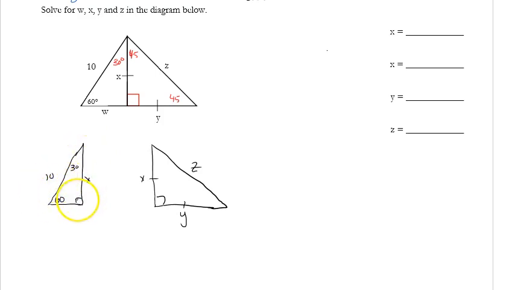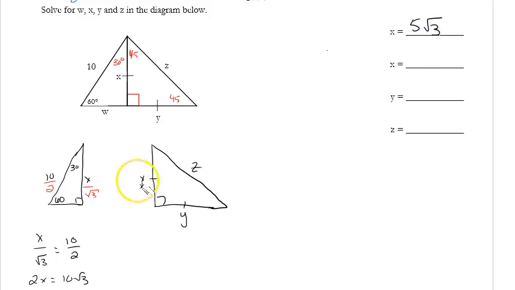So across from my 90 in a 30, 60, 90 corresponds to 2. Across from my 60 corresponds to square root of 3. There's my proportion. X over square root 3 equals 10 over 2. So 2x equals 10 square roots of 3. When I divide by 2 on both sides, x is 5 square roots of 3.